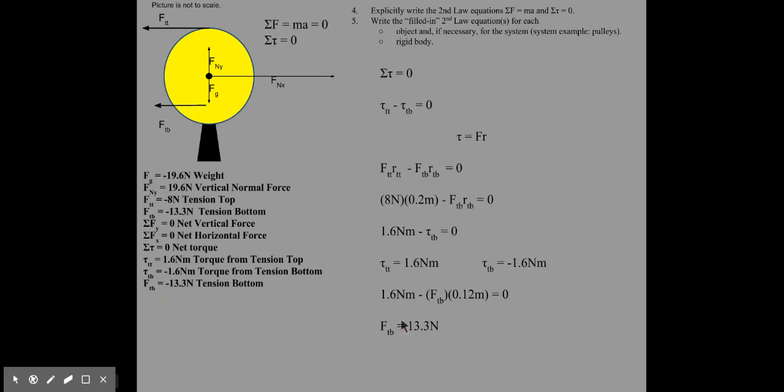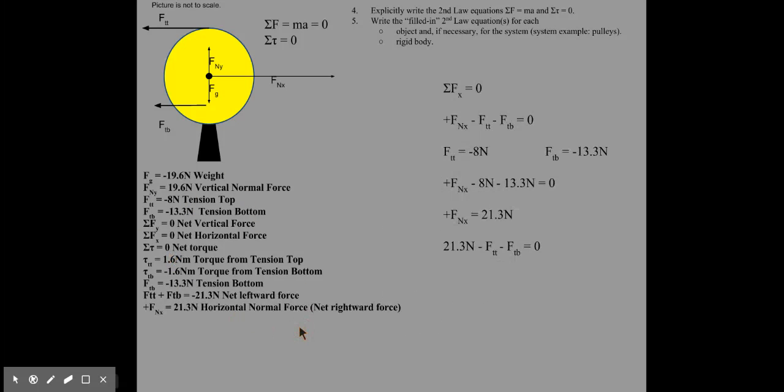Now, let's convert that to the force of tension in the horizontal and vertical direction. We calculated it to be 13.3 newtons using this equation, but we were looking at it rotationally. When we convert it back into the horizontal world, because that force of tension on the bottom is pointing to the left, we need to make sure we include that negative sign there. So these are all the values that we've calculated so far.